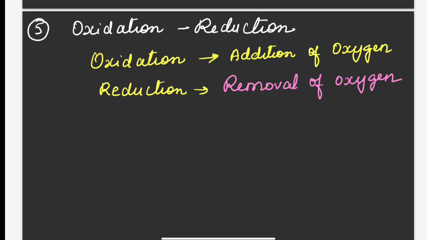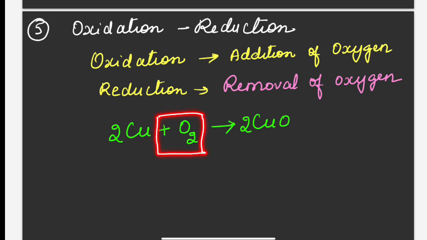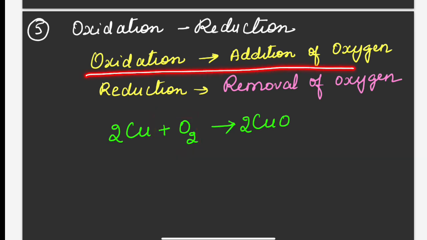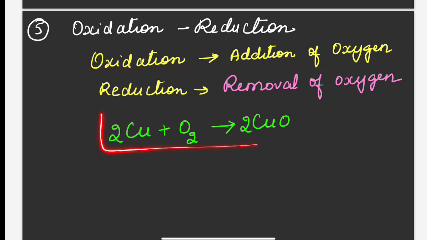Let us take one example to understand this. If you take copper and react it with oxygen, you will get copper oxide. If you balance this, you will get 2 here and 2 here. Observe what is happening in this reaction. On the reactant side, what are you adding? You are adding oxygen. So this reaction is called an oxidation reaction. This is an example for oxidation reaction.